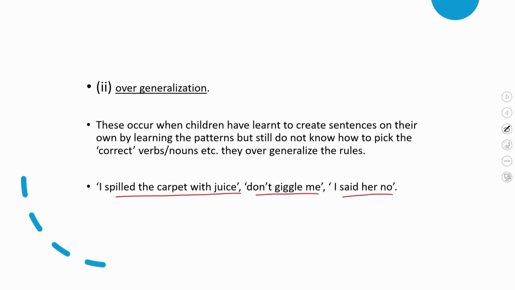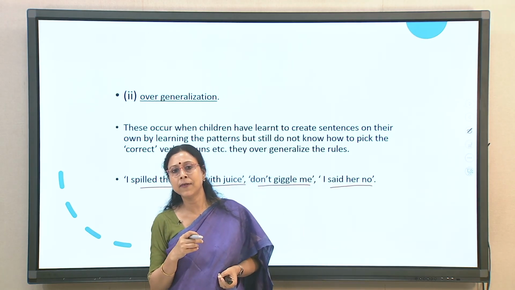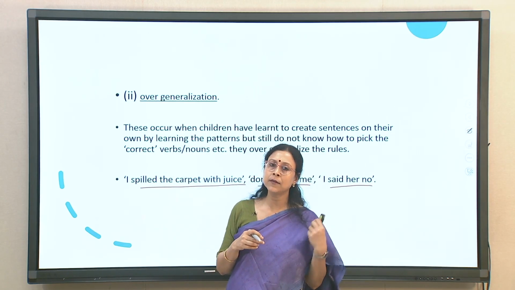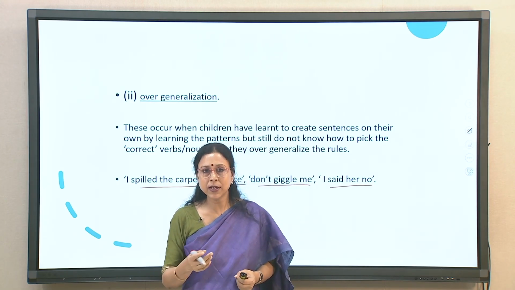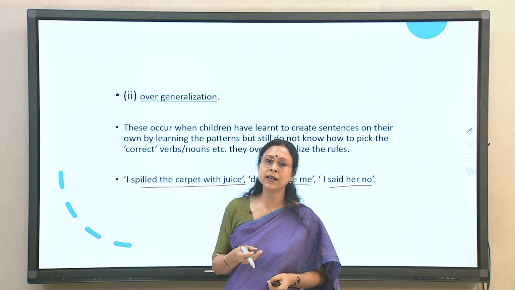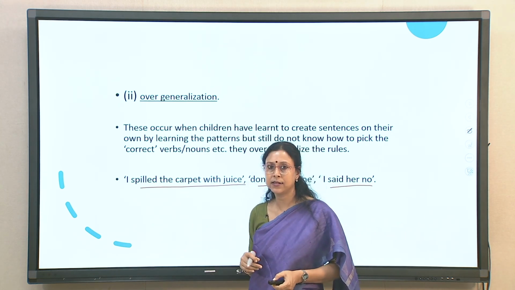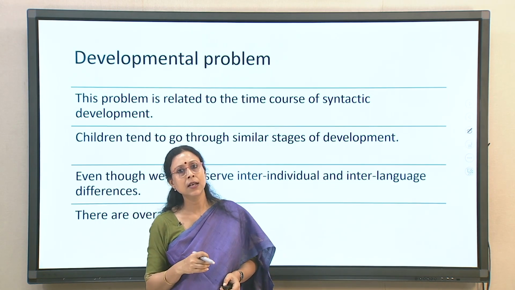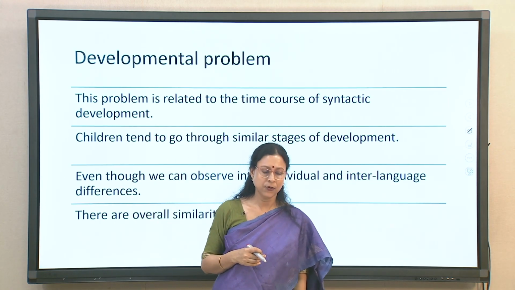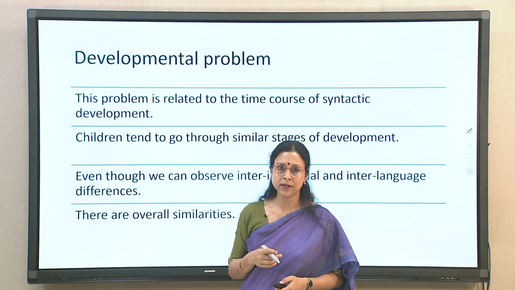So, this kind of structure. There are some cases where this kind of structure will be fine. If you change the verb in don't giggle me, don't trouble me, don't irritate me, can be fine, but don't giggle me is not correct. But this is an example of overgeneralization. So, this is one possibility, and this is one problem that the theories need to take into account. Another problem is what is famously called the developmental problem.